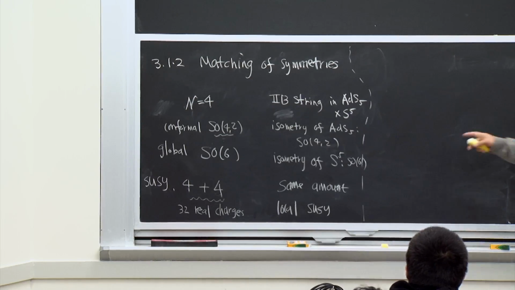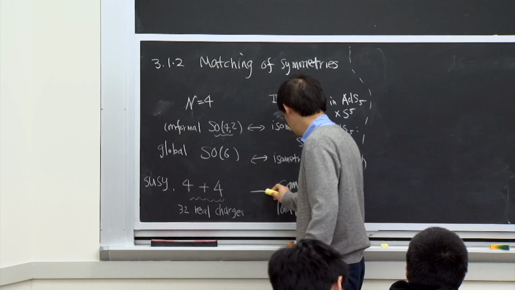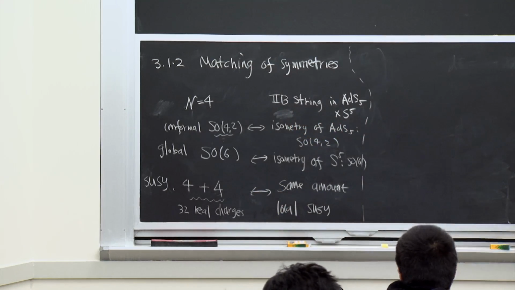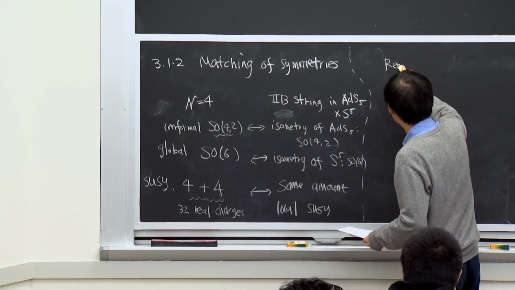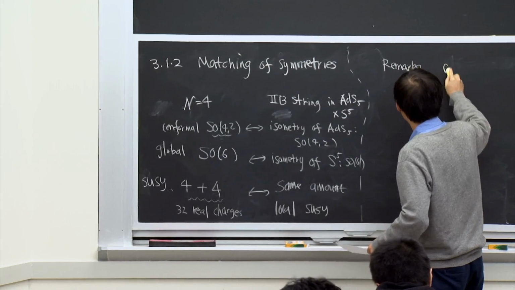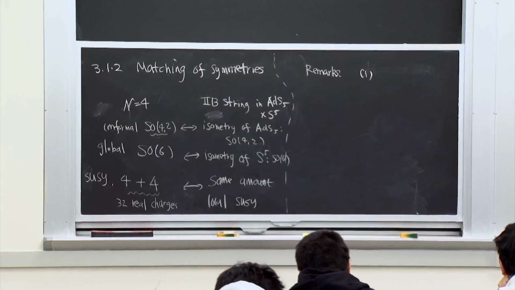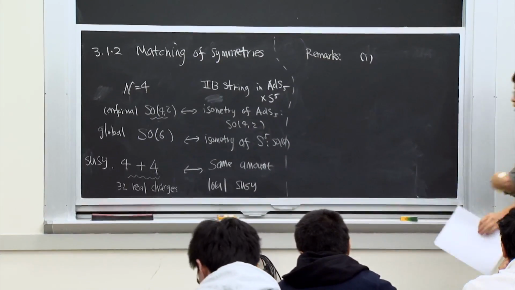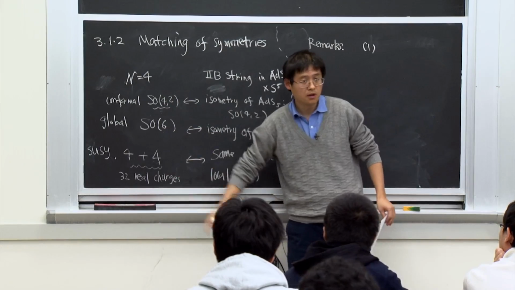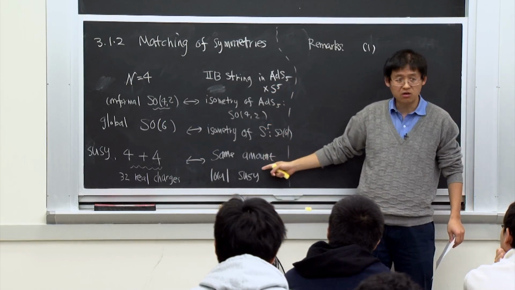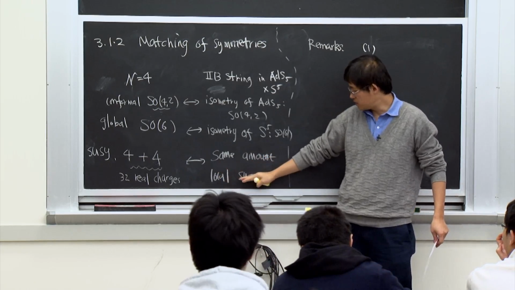So if you look at this correspondence between each other, then you actually see a pattern. Okay, so now let me make some remarks. If you look at this structure, this mapping here, you see a pattern. On this side, all these symmetries are global symmetries. But on this side, all these symmetries are local symmetries. I just said that in supergravity, the supersymmetry is local.